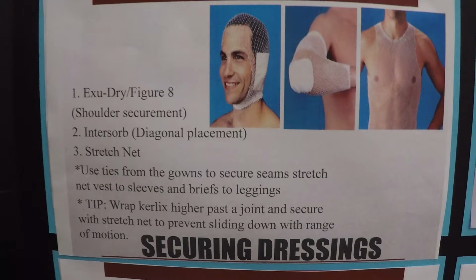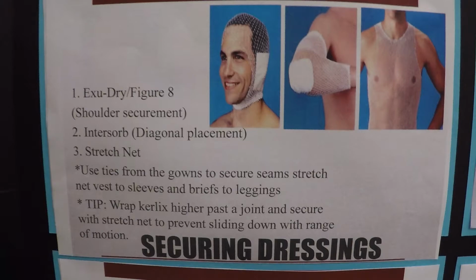I'm going to go over some of the secure dressings. The figure 8 is the shoulder securement. You're going to use Curlex to wrap one side of the shoulder, and then you're going to crisscross it around the back onto the other shoulder. Also, you can use Intersorb. You want to use that diagonally instead of horizontally to place it over the shoulder, and you can also use a stretch net. And some other people who are very creative can use ties from the yellow gowns to secure the seams, and they can stretch the vest to the sleeves and also to briefs and to leggings.